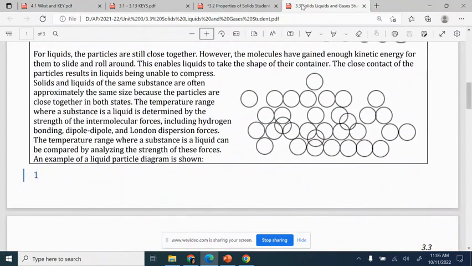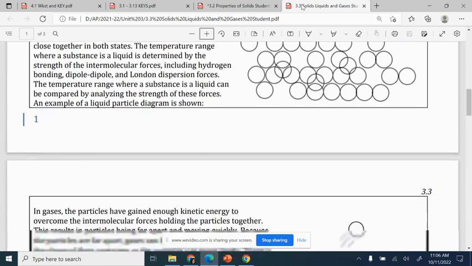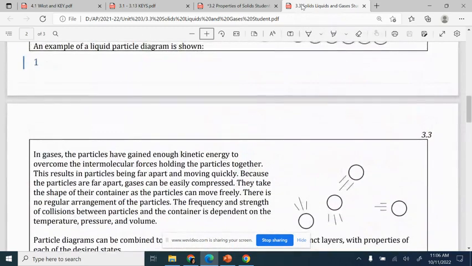This jumbled up mess here, see how they're mostly together? They're not free and spread way apart, but they're sliding past one another. This would be a liquid. And then this would be an example of a gas.